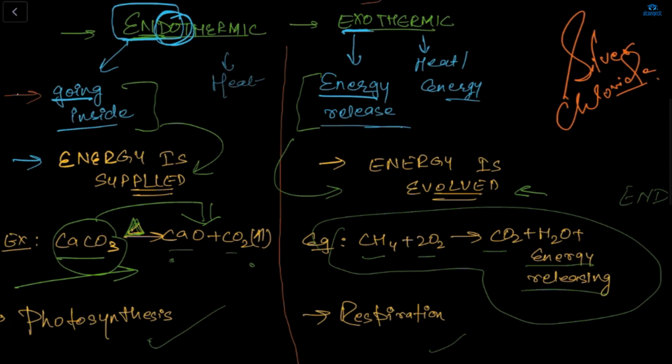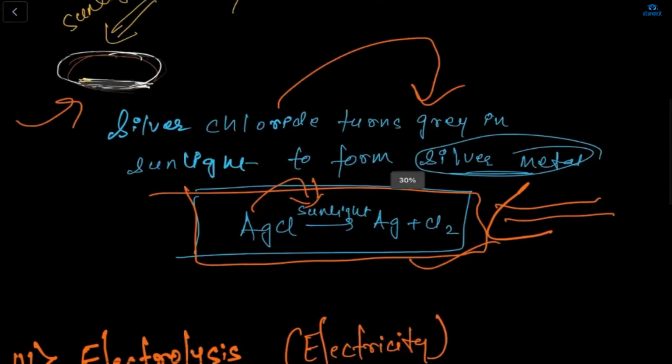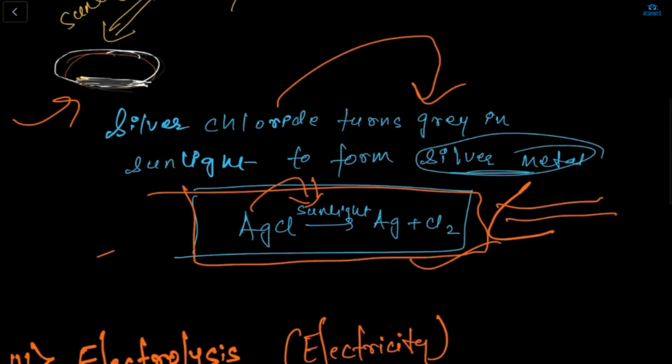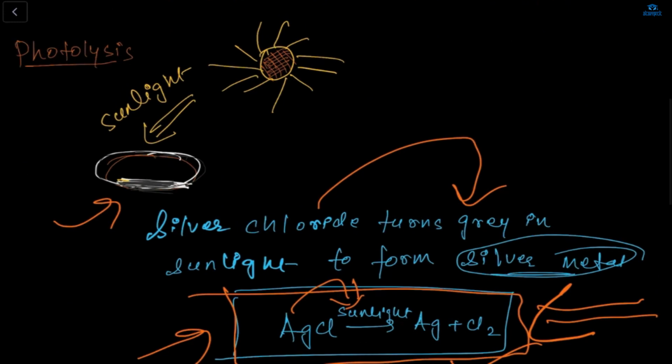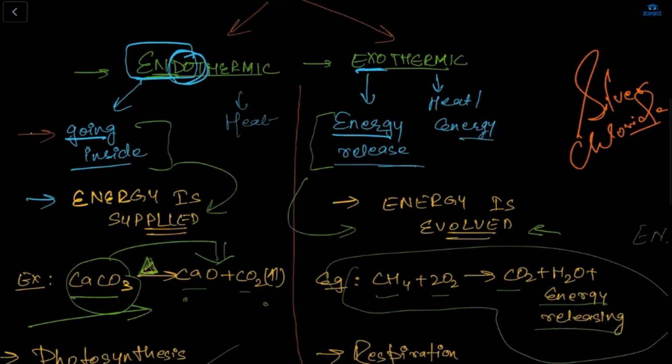Shazan, endo or exo? I want to see the question once again. Show me. So this equation is exothermic or endothermic? Ma'am, it is silver chloride. Now you can show the definition. Understood. What is the answer? Ma'am, it is endothermic, because sunlight heat is supplied. First of all, it is a decomposition reaction, and energy is released in the form of.